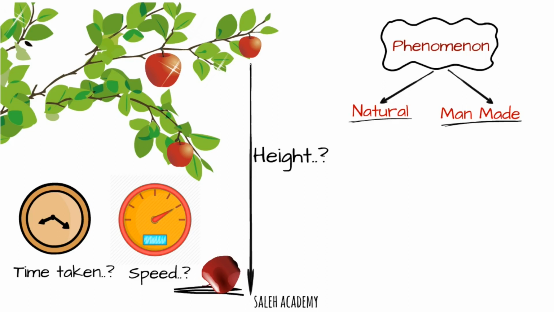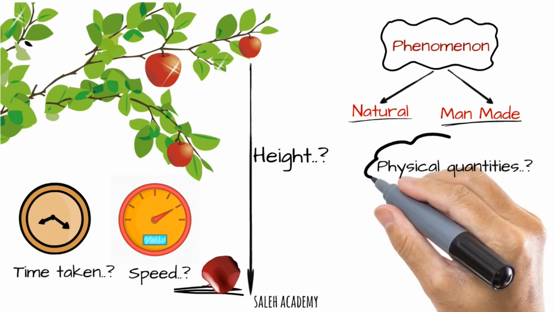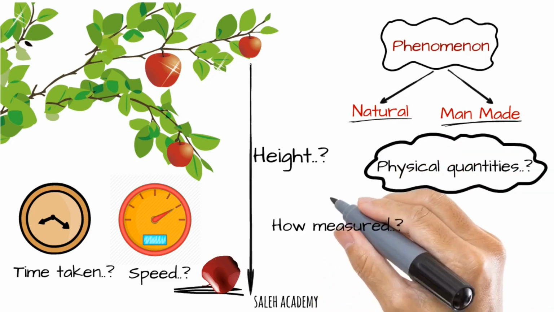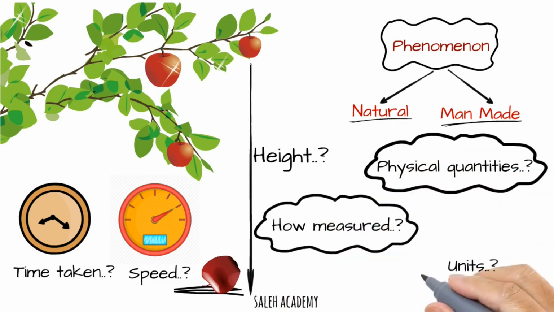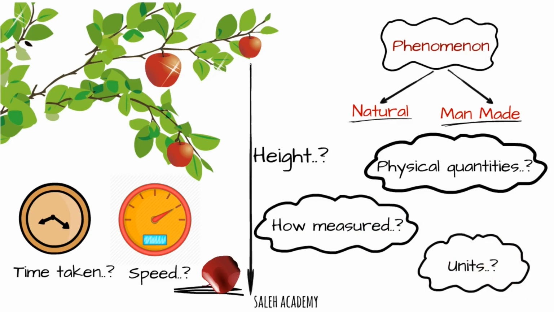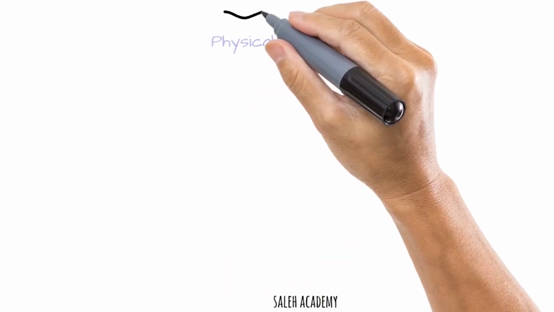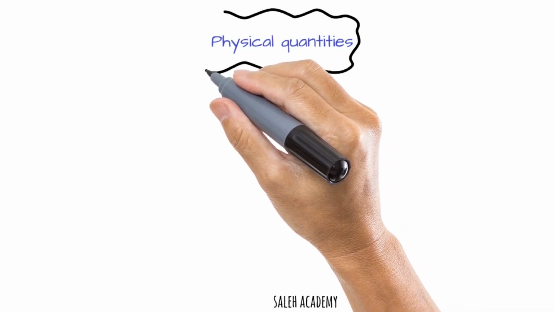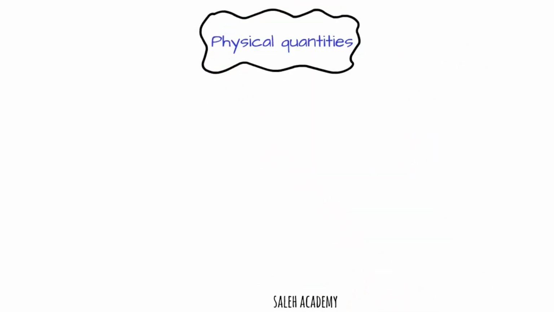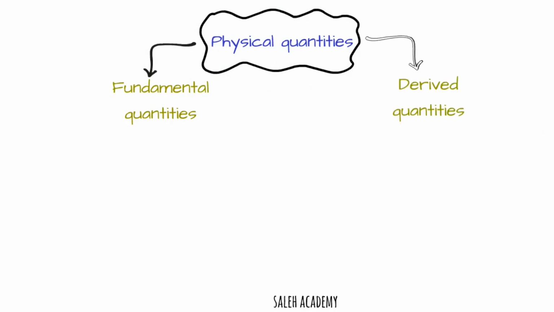Now to answer all these questions, first of all we need to learn what physical quantities are, how they are measured, and what their units are. Basically, there are two types of physical quantities. The first one is fundamental quantities and the second one is derived quantities.